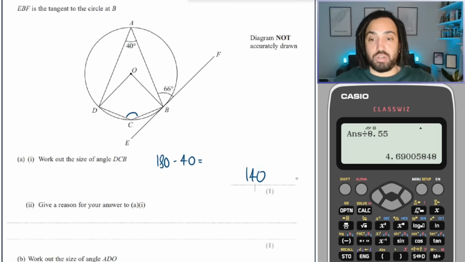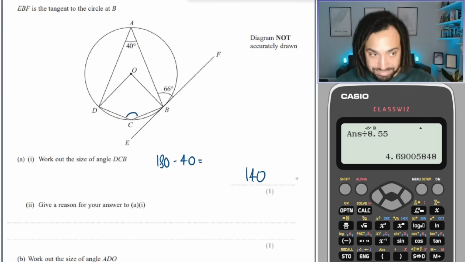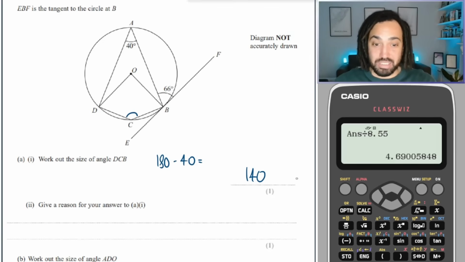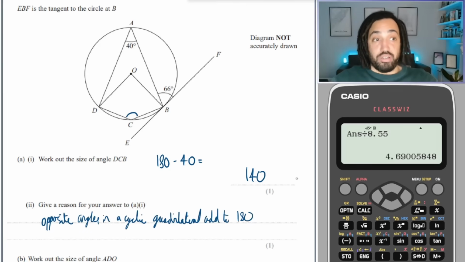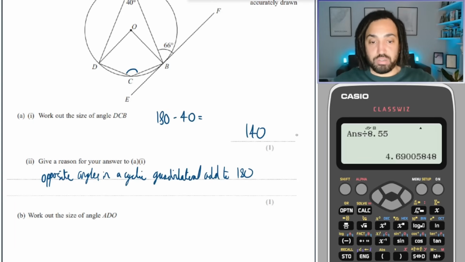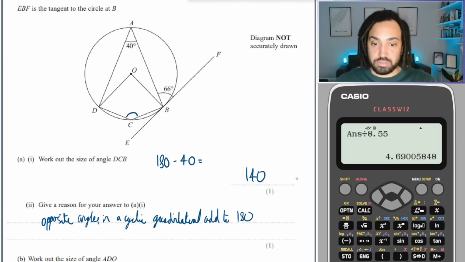Okay, I'll give reasons. Can I bother to write it down? Do you want me to write it down? Probably not. Let me write it down, pause it, and then repause. There you go. Just saved 20 seconds of your life. You're welcome. Work out the size of the angle ADO.